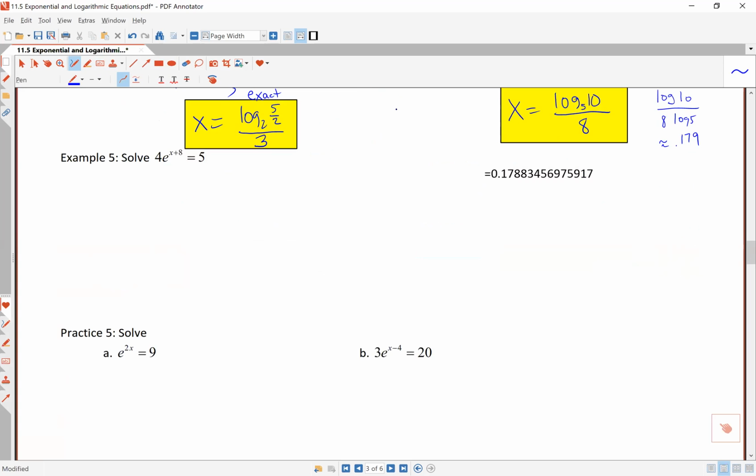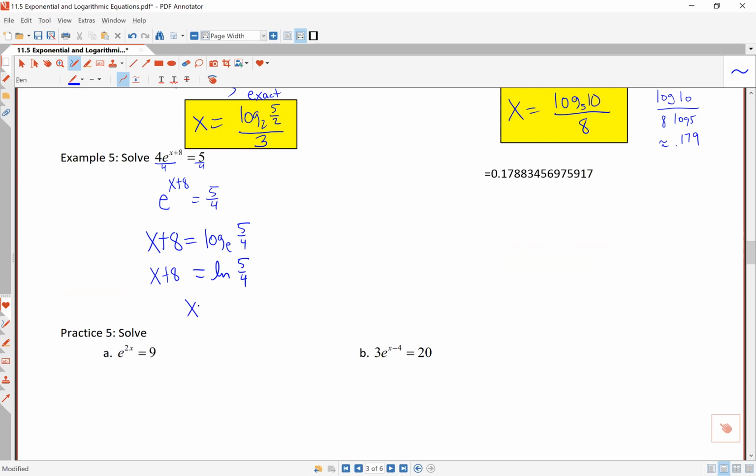Example 5. 4 times e to the x plus 8 equals 5. The exponential portion is e to the x plus 8. So I have to divide both sides by 4 and get 5/4. Now I see that the exponent is x plus 8 on the base of e to get 5/4. Now we like to write that as the natural log of 5/4. Anything log base e is the natural log.